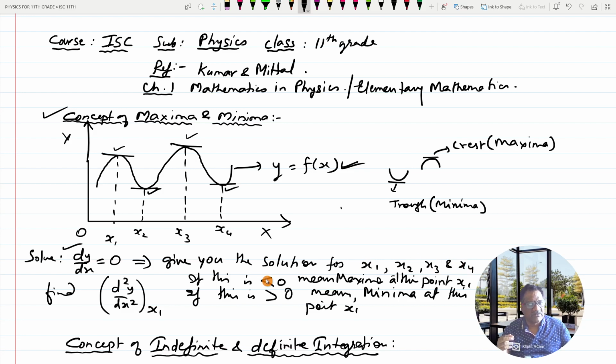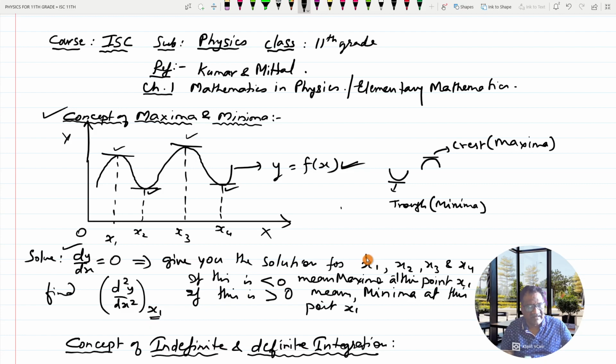Now what you do is, again find out the second derivative of f of x. Second derivative means you find the derivative of f of x, and again find the derivative of that derivative, which is known as the second derivative. In the formula of that second derivative, you see first of all whether it is less than 0 or greater than 0. And if it is less than 0, you have to find it at x1.